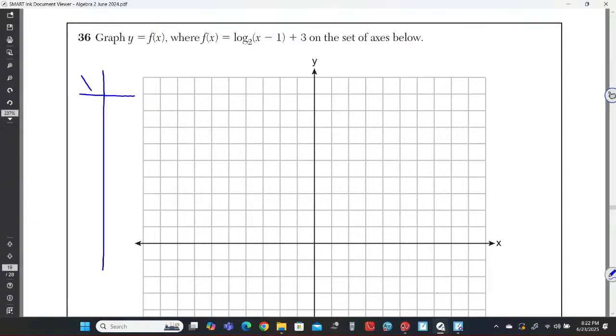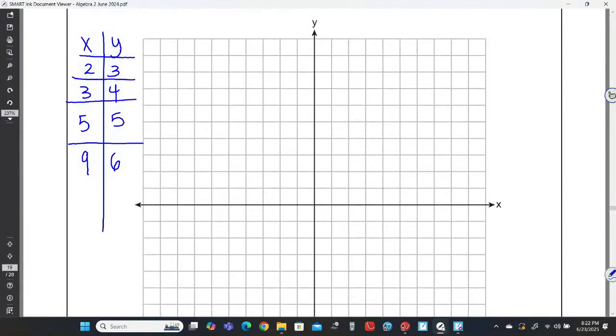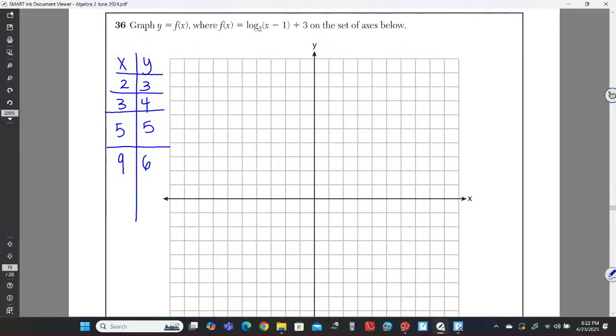So we've got x and y. I saw at 2, we had 3. At 3, we had 4. At 5, we had 5. One thing that we didn't see, but it was on there, at 9, we have 6. Now, it is really critical. One thing that they're going to test you on here is that you know that vertical asymptote piece. So we draw our vertical asymptotes in as dashed lines. They're not really parts of the graph. They're like a wall that the graph is approaching.